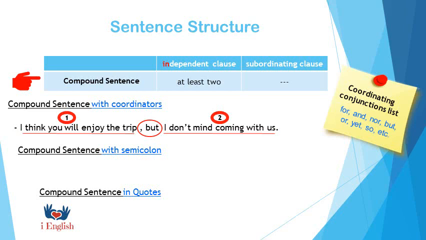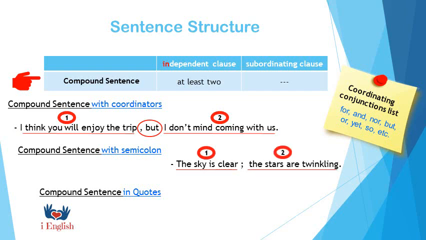Compound sentence with semicolon. Here is an example. The sky is clear; the stars are twinkling. The sky is clear, the first independent clause. The stars are twinkling is the second independent clause, and both are linked by semicolon.